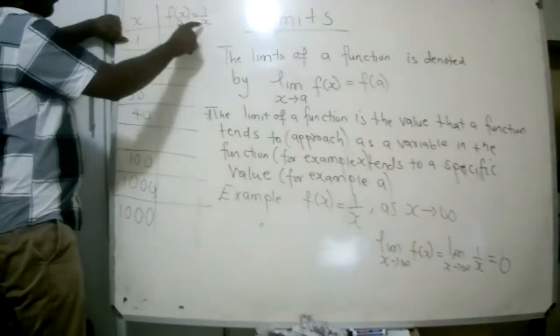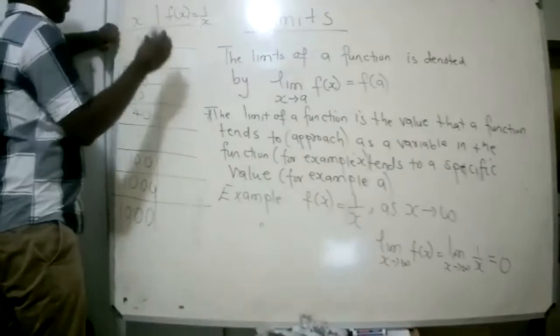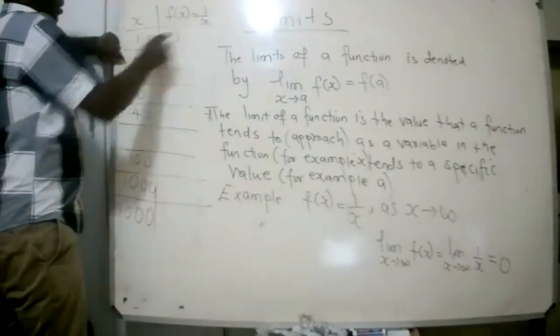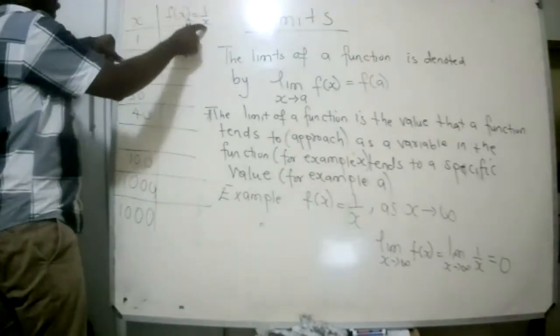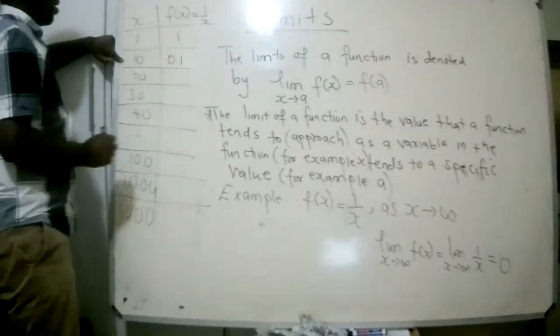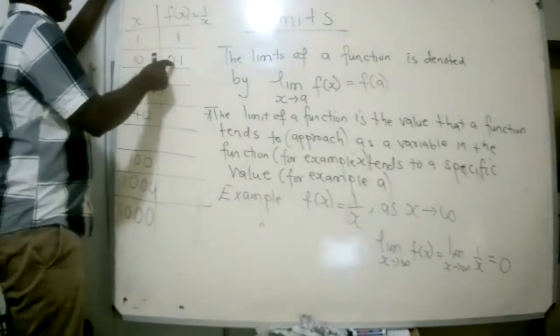So when we substitute 1 where we have x, we're going to get 1 over 1, of which 1 over 1 for sure is 1. And then we substitute 10 because x in this case is 10. So when we substitute 10 there, we're going to have 1 over 10, of which is 0.1. You can verify if you have a calculator with you there. It's 1 over 10 equal to 0.1.